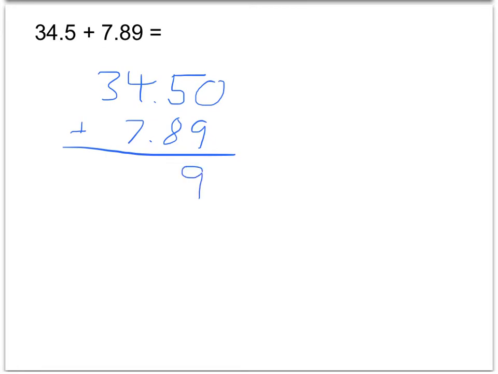Now there's nothing to carry, so 5 plus 8 is 13. 3, carry the 1. Now we need to bring down the decimal point as well. So then 1 plus 4 is 5, plus 7 is 12. So we write down the 2 and carry the 1. And so now we go 1 plus 3, and that's 4. And so there's our answer, 42.39. So the algorithm works pretty much the same for whole numbers as it does for decimals. We just have to make sure that all of our places line up: the ones place, the tens place, the hundreds place, the tenths place. Everything's got to line up.